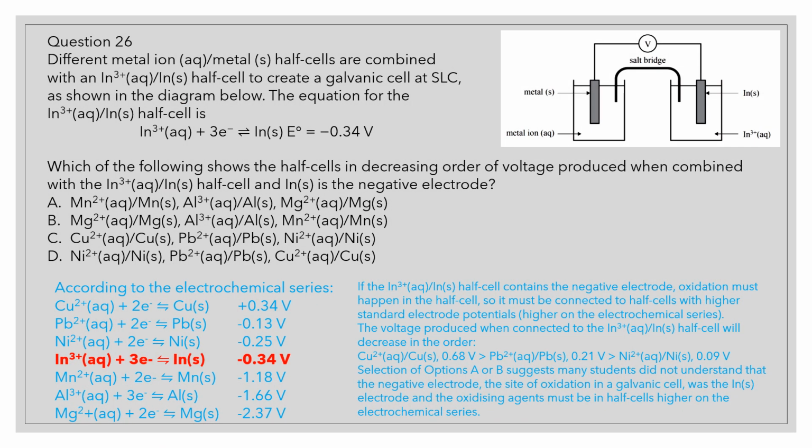Indium metal is used as a negative electrode in a galvanic cell. So, indium metal should lose electrons as a reductant. Any metal ion above indium gains electrons from indium. These metal ions are Cu2+, Pb2+, and Mg2+. So, C is correct.